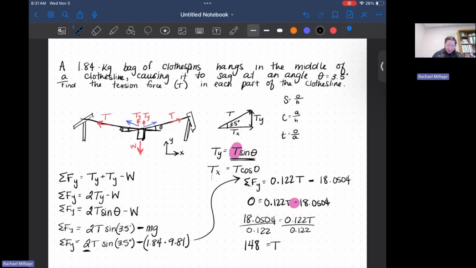And again, you have to think, okay, tension's a force. What is my force going to be in units of? Making sure that my base units are all okay, but I have kilograms. And then my G is going to be meters per second squared. So all of those base units are right. So I'm going to have newtons. 148 newtons is our tension.